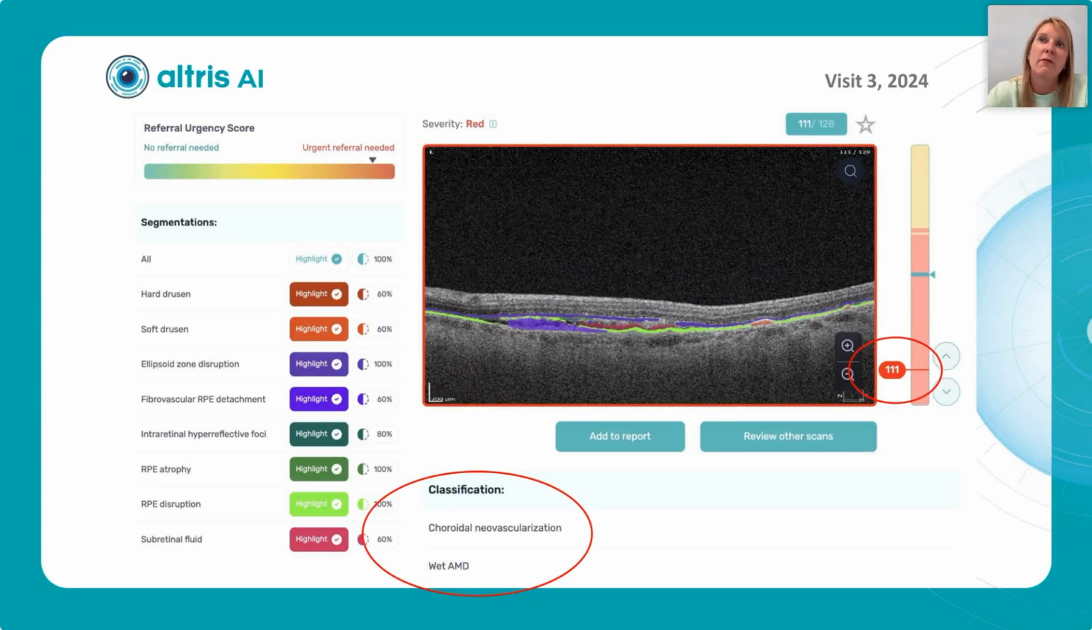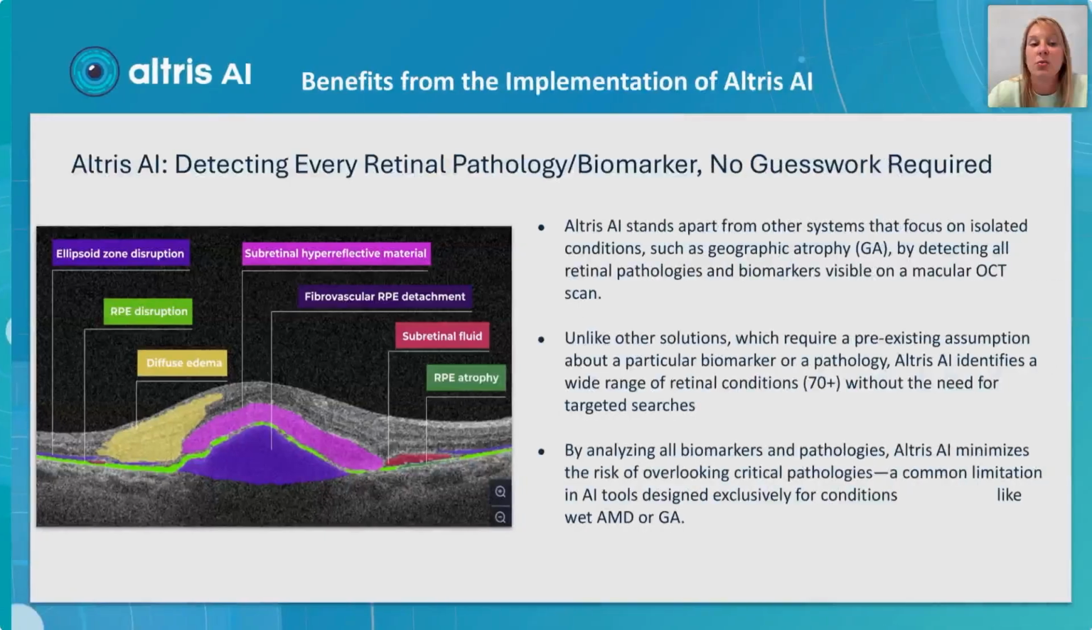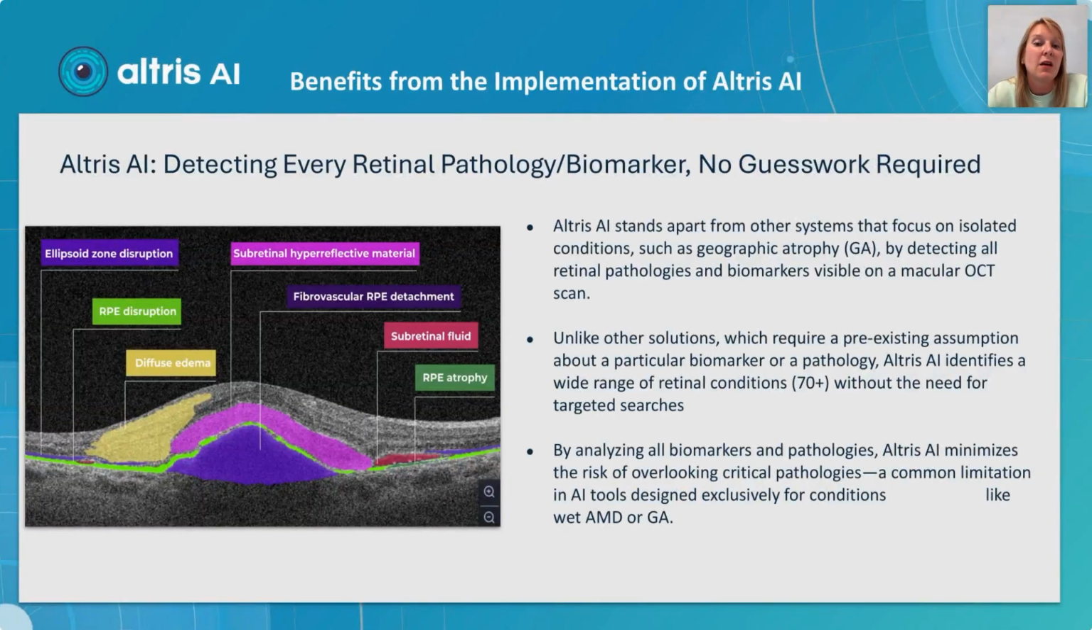We don't see them very often in our clinical practice, but still sometimes GA can turn to wet AMD, unfortunately, and for that we need, of course, anti-VEGF treatment and so on. So now the patient is still in treatment, but we have changed treatment for her, and AI helped us with that. So basically, Altris AI can detect every retinal pathology or biomarker, and no guesswork is required.